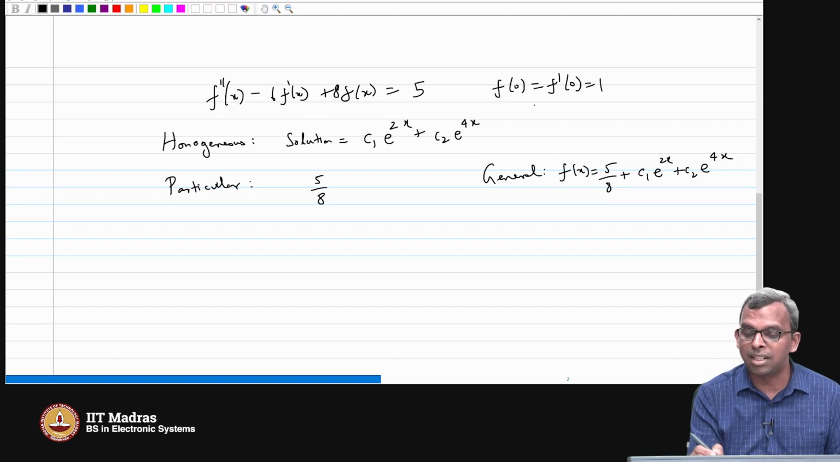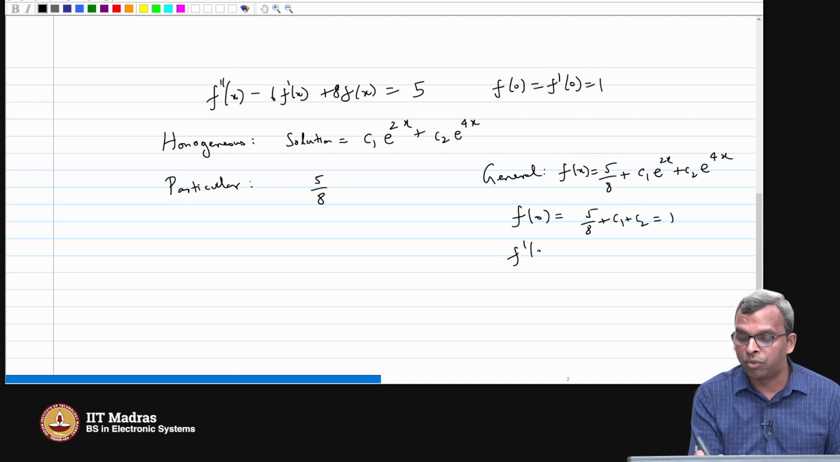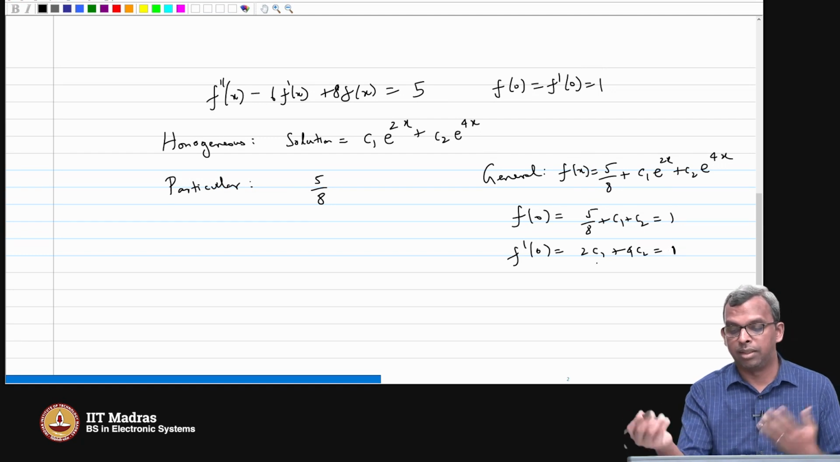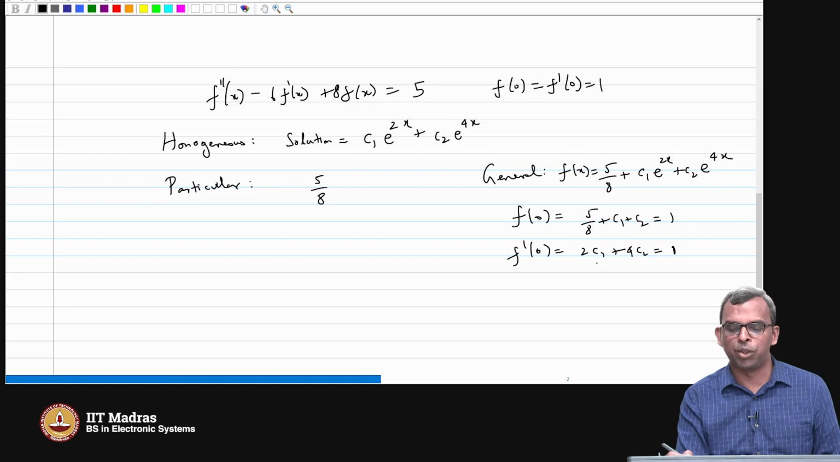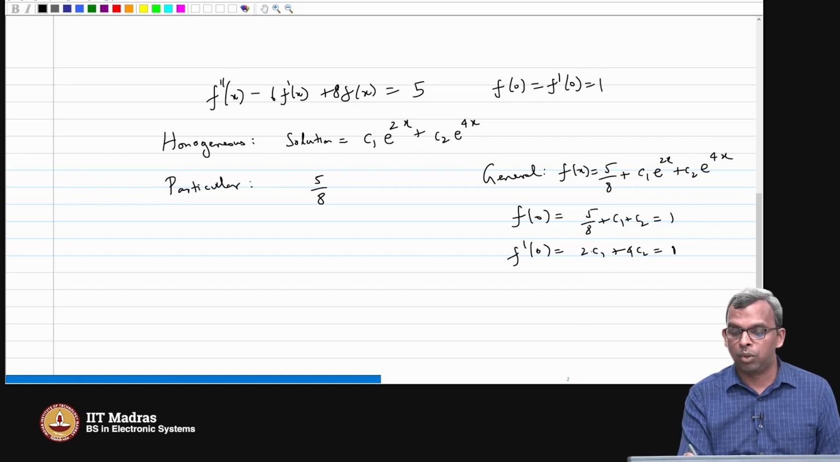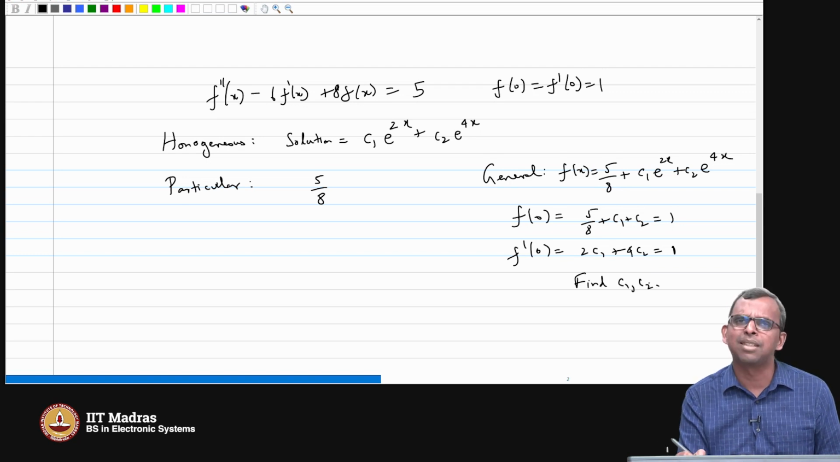So now you use the initial condition. f of 0 is equal to 5 by 8 plus c1 plus c2, which needs to be equal to 1. f prime of 0 is 2c1 plus 4c2 equal to 1. You can just solve this. I'm not going to solve this for you. You solve this and plug it back in, you get the answer. Okay, so you solve this, find c1, c2. As simple as that. Okay, I hope you saw this little solution here.